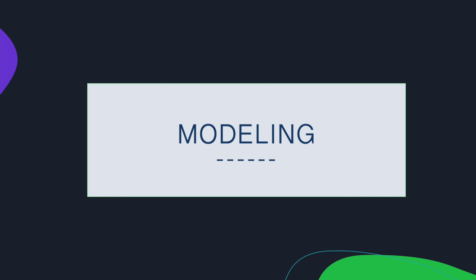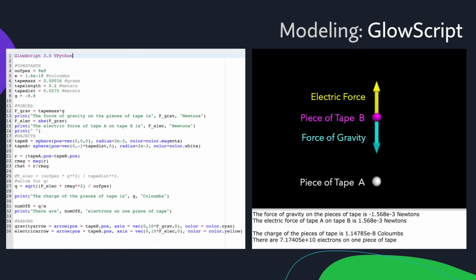Lastly, I will show my Glowscript model of the floating tape system. On the left is the Glowscript code that I wrote to create the model on the right. In the model, the purple dot represents tape B, the yellow arrow is its electric force due to tape A, the blue arrow is the force of gravity on the tape, and the white dot represents tape A. The important calculations from this experiment are printed in the text box below the system model.